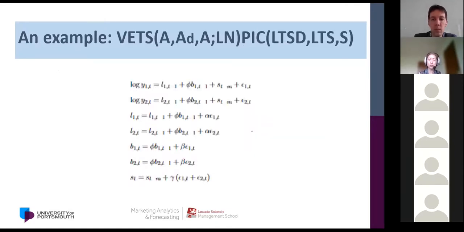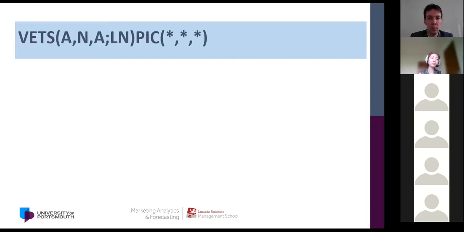So let me just give you a simple example, assuming two series in a group. So here we construct vector ETS model. So this is a multiplicative seasonal model with the damped trend. For the PIC part, so you can see for parameters LTSD, meaning that all of the smoothing parameters are common, and we also have common damping parameter. The middle part, initial values, we have all of those initial values being common. And for the component, only the seasonal component is common. And this is apparent from the last equation there. So again, instead of having S1T and S2T, we have ST there. I hope it's clear. I'll move on and look at another model.